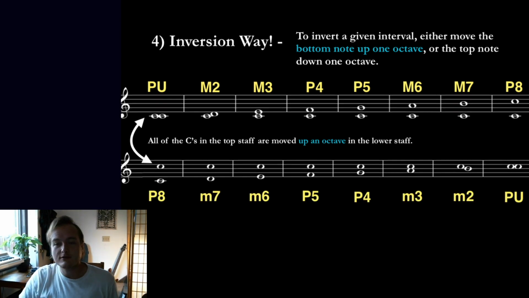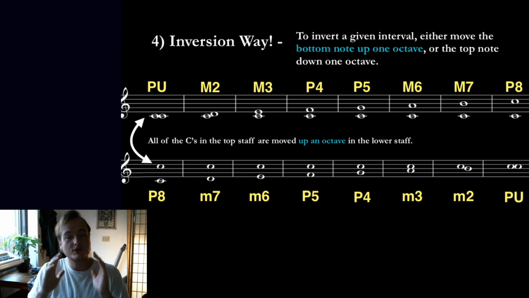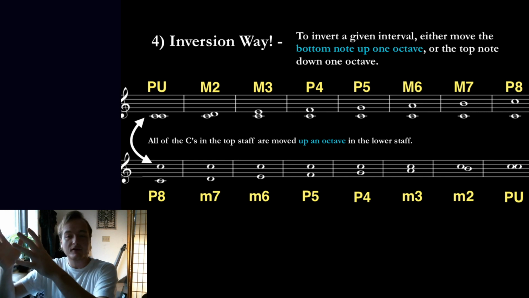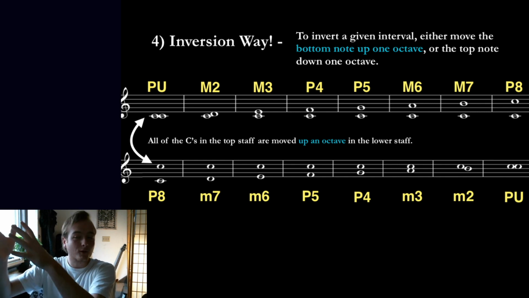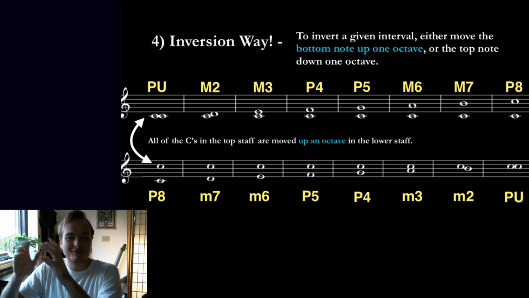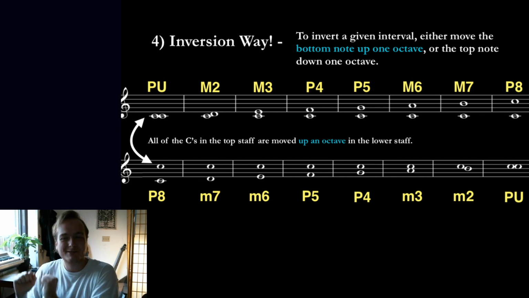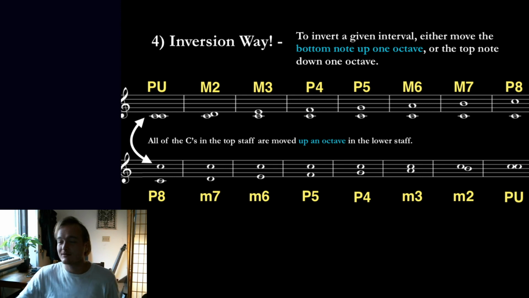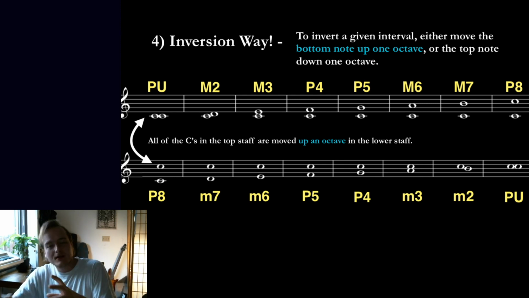In fact, I'll just fill these in for you. The top one is a perfect unison, which inverts to a perfect octave. Major second inverts to a minor seventh. Major third inverts to a minor sixth. Perfect fourth inverts to a perfect fifth. Perfect fifth inverts to a perfect fourth. Major sixth inverts to a minor third. Major seventh inverts to a minor second. And perfect octave inverts to a perfect unison. I hope you're already starting to see the pattern, but it will take a little bit further explanation before we can actually make this a useful method of figuring stuff out.